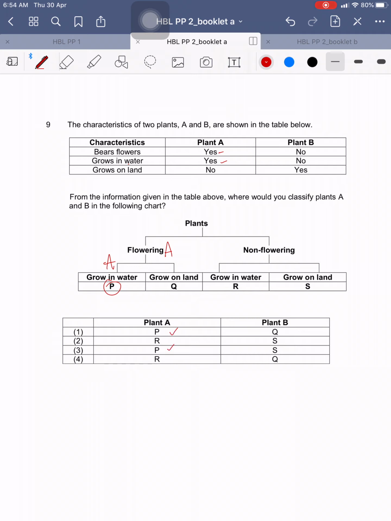Now looking at plant B, does it bear flowers? It's non-flowering. I will put a B here. Now, does B grow in water? No. Does it grow on land? Yes. So I will put B over here. So B will be S. Now, this will be correct. So answer will be 3.